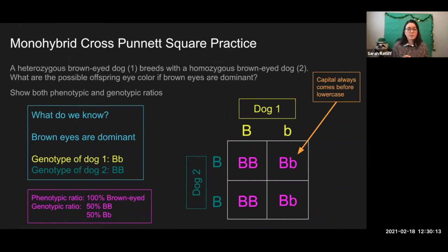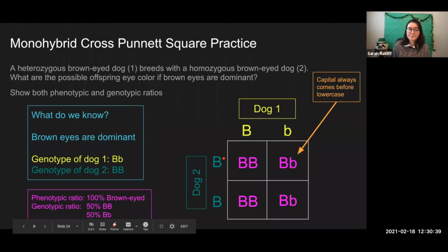So for our dogs here, a heterozygous brown-eyed dog, we're looking at dog 1 up at the top here. Heterozygous means it's going to have one of each capitalization. Its genotype is capital B, little b. For dog 2, it's homozygous for brown eyes. Homozygous means they're going to be the same capitalization. Brown eyes are dominant, so we know they're both going to be capital B. Its genotype is big B, big B.